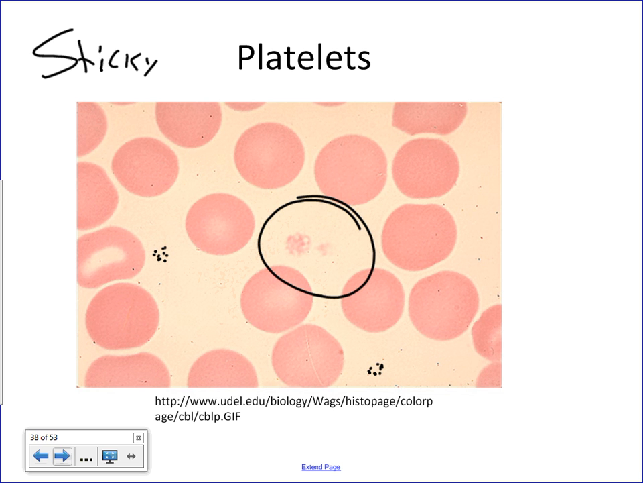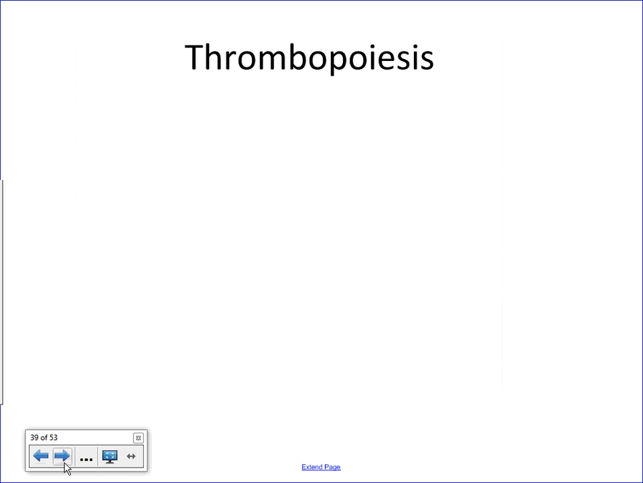And then obviously the rest of these cells you would see would be erythrocytes, and all this space around here would be plasma around the cells. Okay. So platelets again are pretty easy to spot. Just look for the little clumps, the non-cellular clumps. Okay, and then where platelets come from.